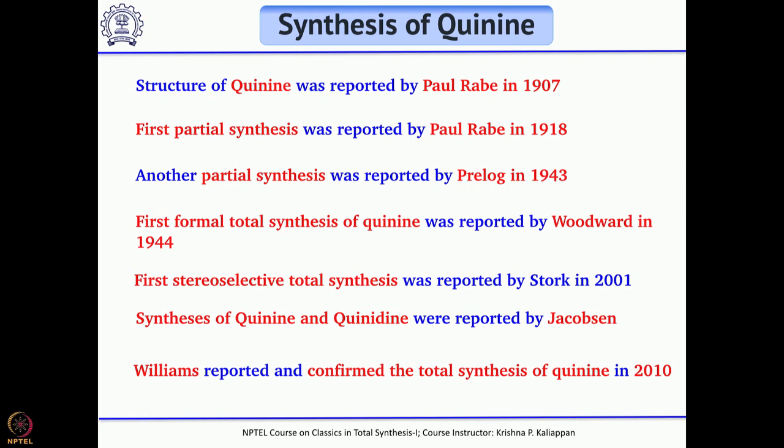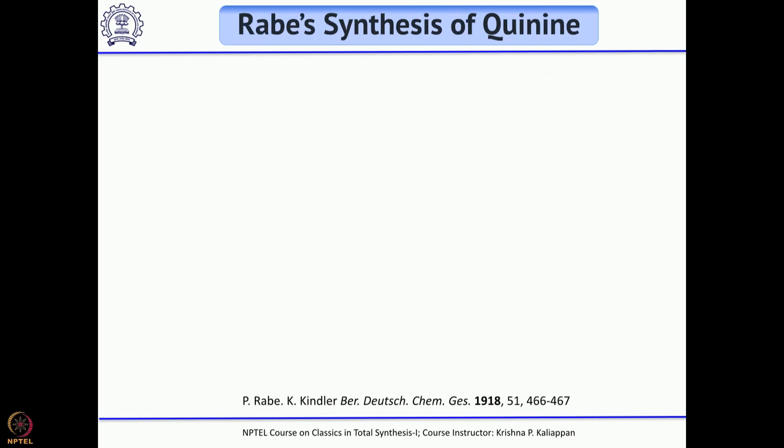However, there was some controversy about the total synthesis of quinine reported by Woodward. There were a few papers questioning the authenticity of the total synthesis reported by Woodward. So, Robert Williams from Colorado University and his team followed the same route reported by Paul Rabe and completed the total synthesis of quinine, thus confirming that Woodward indeed completed the formal total synthesis of quinine. I will come to that when I talk about the total synthesis of quinine by Woodward.